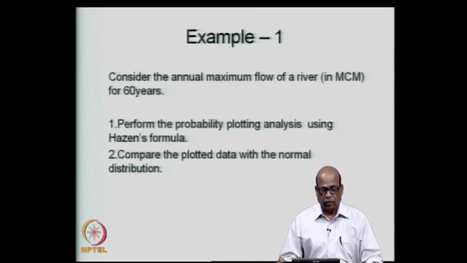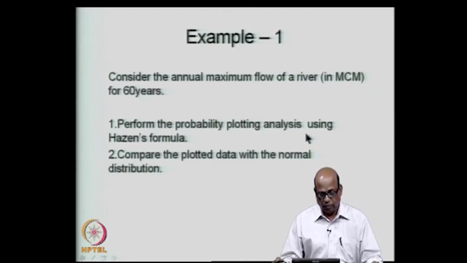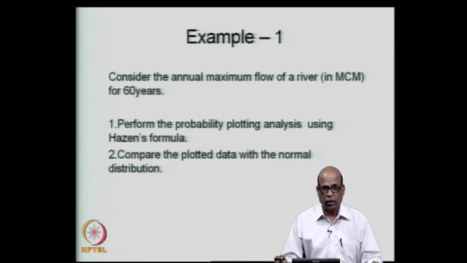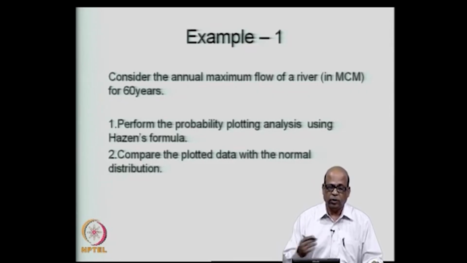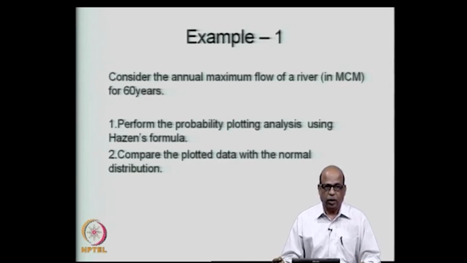Okay, we will take a simple example now. We are looking at the maximum flow of a river for 60 years, and we will look at the probability plotting analysis. We use Hazen's formula. I use Hazen's formula for convenience here, because we use MATLAB, and in MATLAB Hazen's formula is what is used for normal distribution. However, you can use Weibull's or any of the other earlier plotting position formulas that I have mentioned. And then we will see whether the given data can in fact be approximated as belonging to a normal distribution.